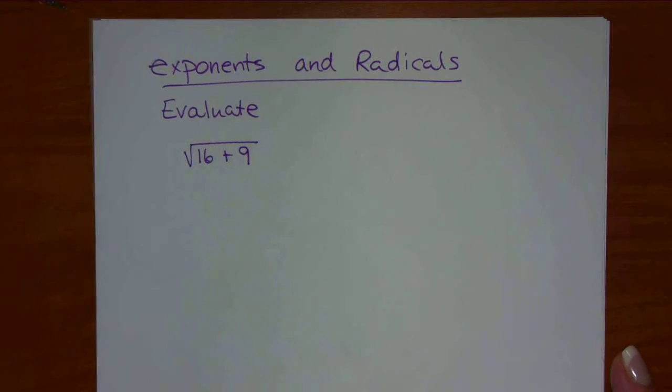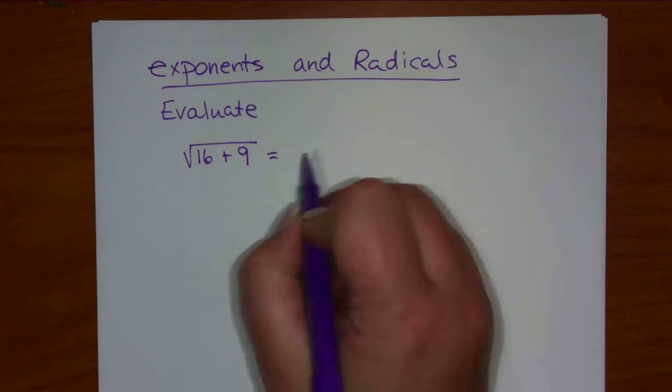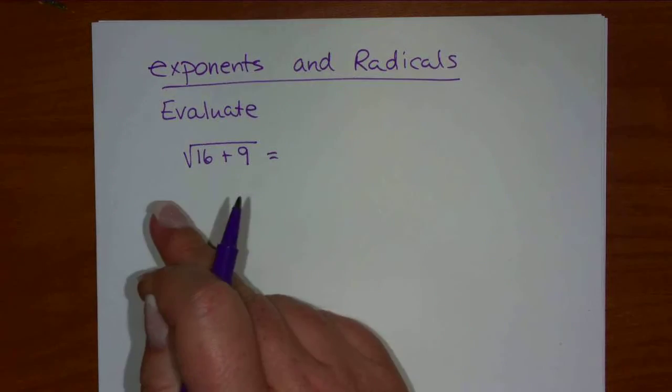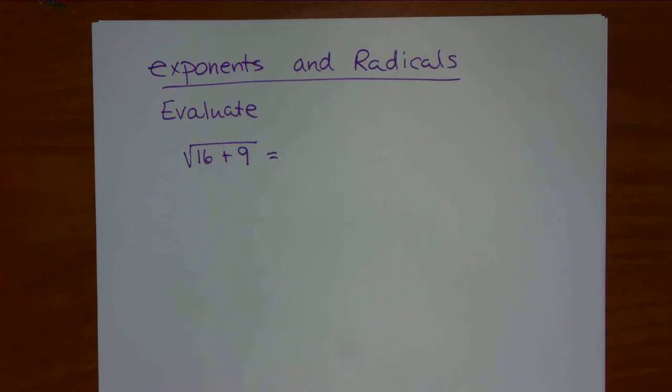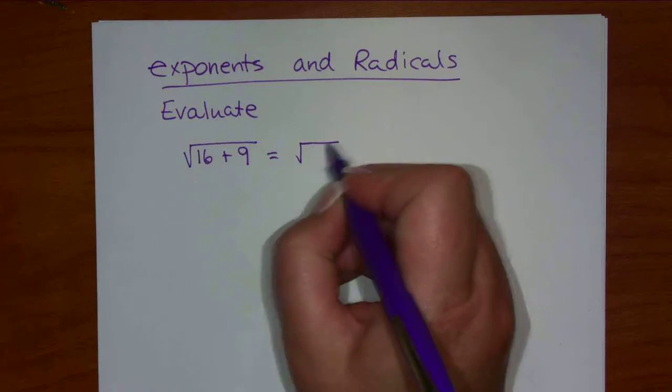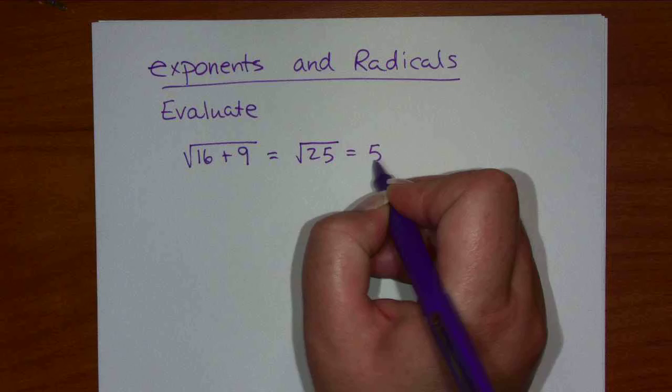Right, and that's the wrong way. So this is equal to, you have to do, this is like a bracket, remember, and you always do the inside of the bracket first if you can. So this would be 25, which is equal to 5.